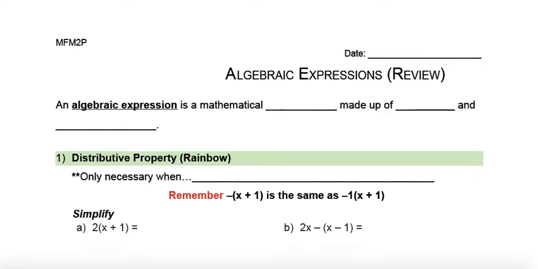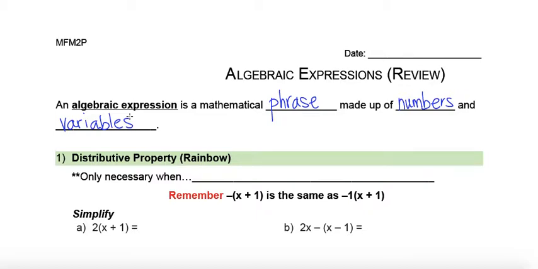Expressions, a review. An algebraic expression is a mathematical phrase that is made up of numbers and variables. So you were introduced to some concepts of algebraic expressions when we looked at solving equations earlier in the year. So we're going to review some things that you may remember from grade 9 and even some things that we would have done already in our course.